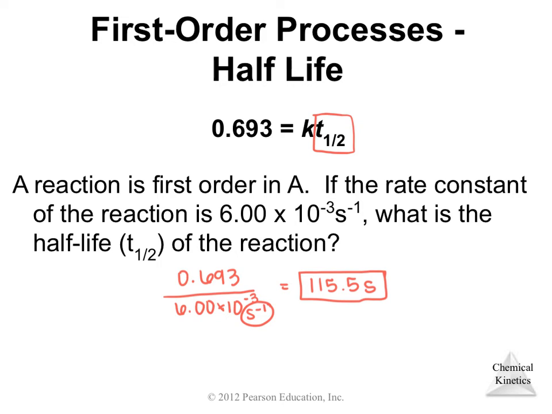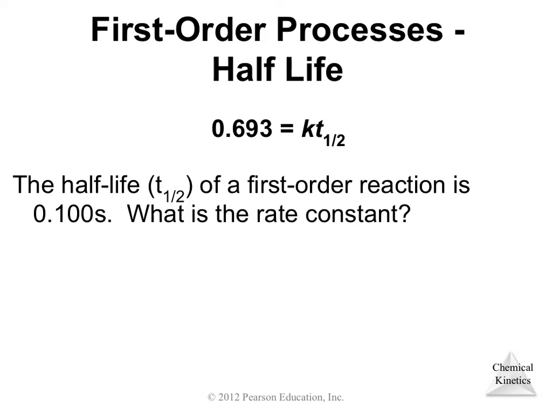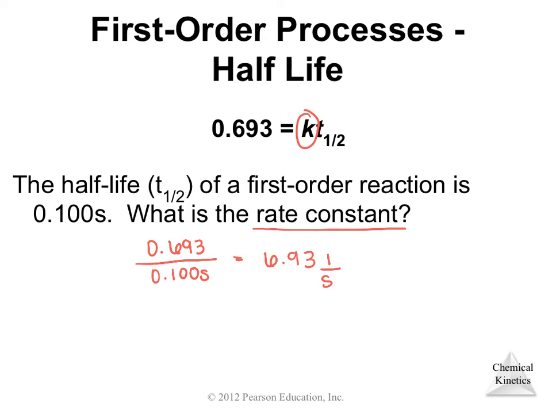So it's really simple to calculate the half-life of a first order process because it is not dependent on the concentrations. Let's look at one more here. This one is asking for the rate constant. So take a second, rearrange the equation and solve, and then check your answer. When I rearrange, I'm dividing by the half-life. So I take 0.693 divided by 0.100 seconds, and that gives me a rate constant of 6.93 1 over seconds, or seconds to the negative 1.